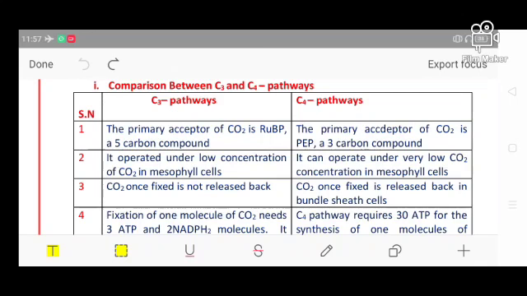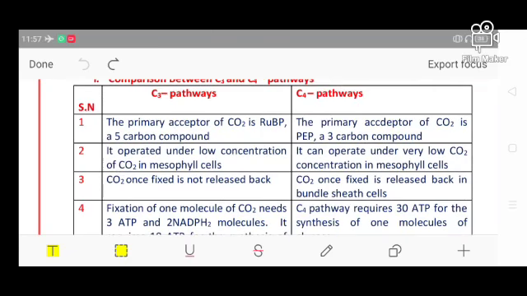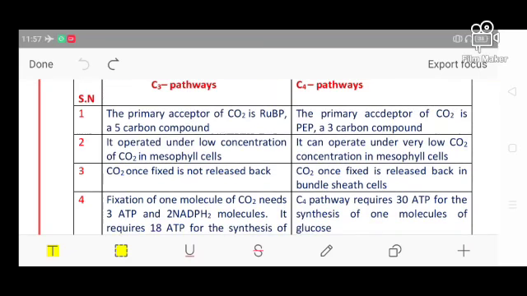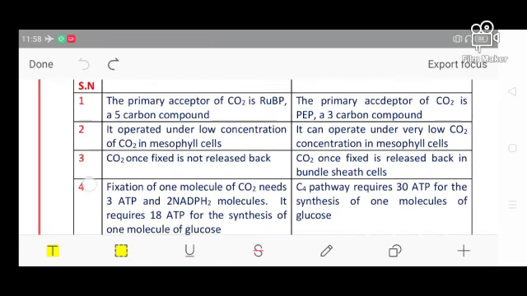So the first point on the C3 pathway is given here. The primary acceptor of CO2 is RuBP and it is a 5 carbon compound. So the primary acceptor of the C3 pathway, that means the acceptor which accepts the carbon dioxide molecule, is RuBP, that means ribulose bisphosphate, which is a 5 carbon compound molecule.